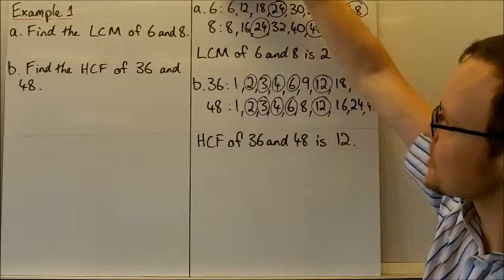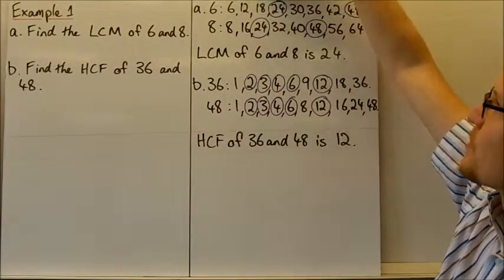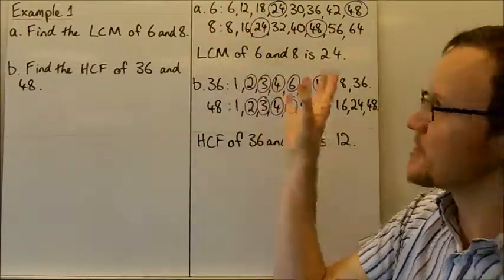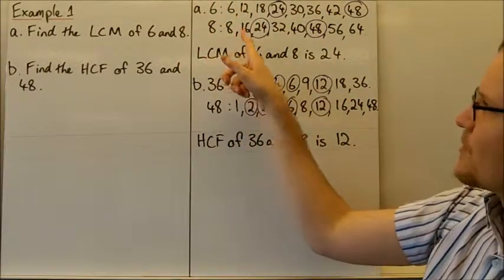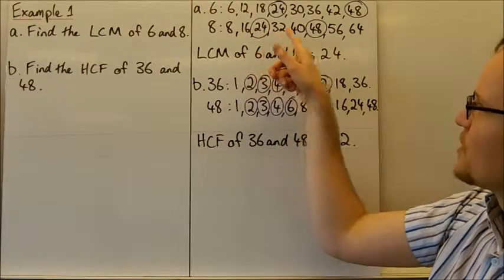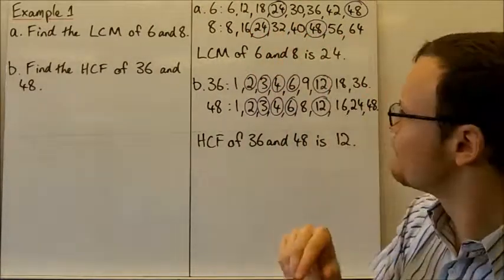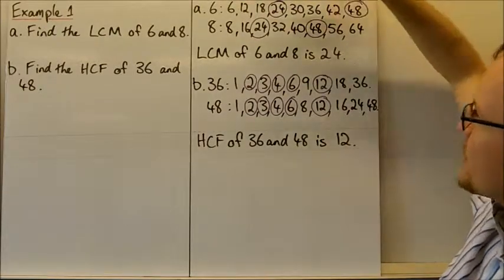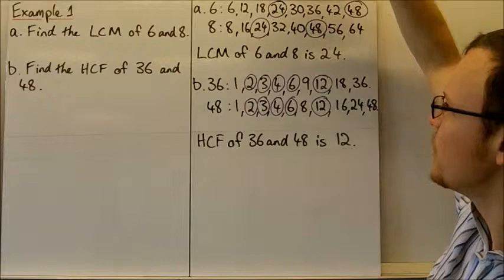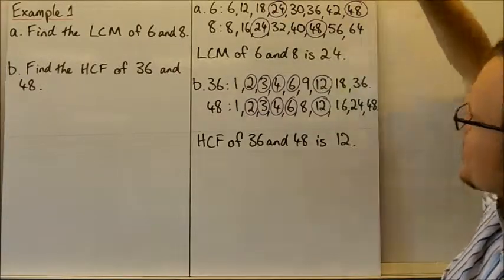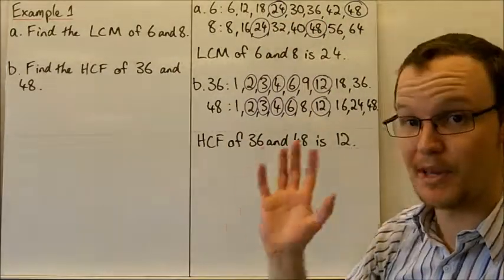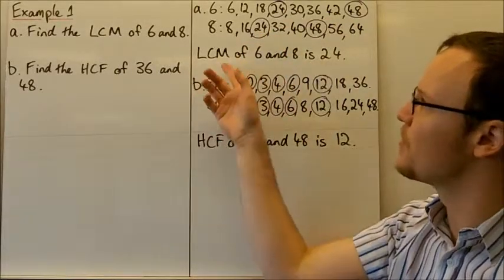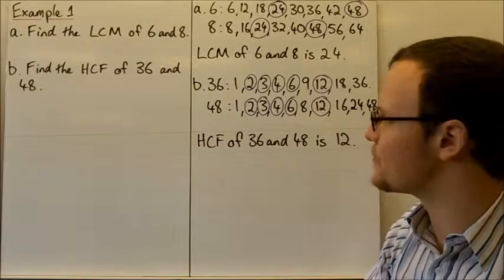So you can see here this is 6 times 1, 6 times 2, 6 times 3, 6 times 4, 6 times 5, etc. So then we've listed the multiples of 8. So we've got 8 times 1, 8 times 2, 8 times 3, 8 times 4, 8 times 5, etc. And I've circled here the common ones. So 24 is a common multiple for 6 and 8, and 48 is a common multiple for 6 and 8. But the lowest of those, the lowest common multiple, is the 24 here. So the lowest common multiple of 6 and 8 is 24.